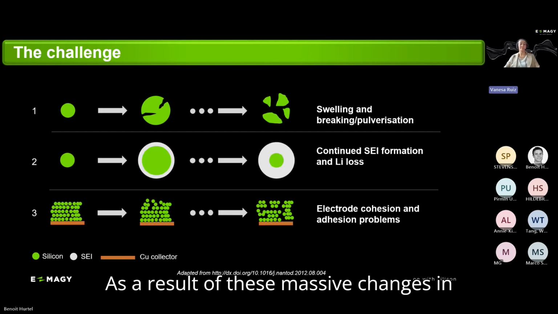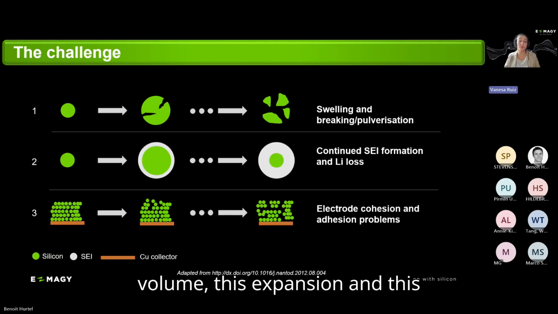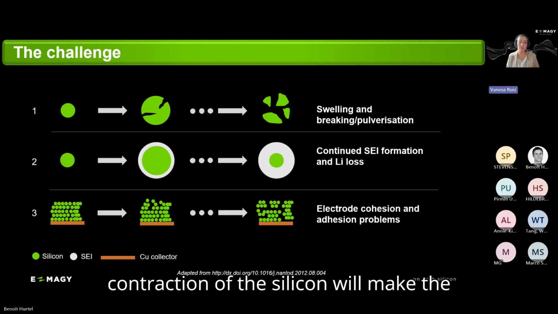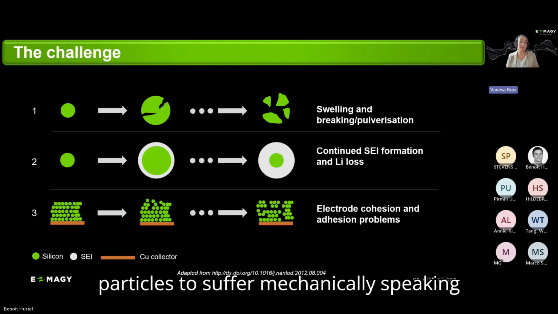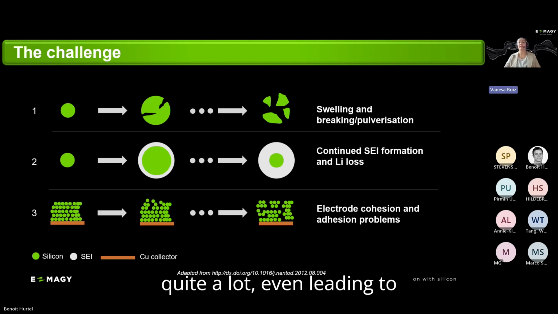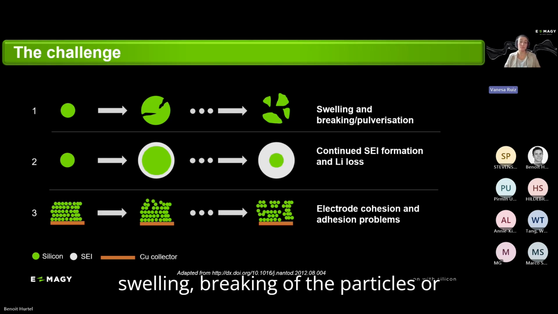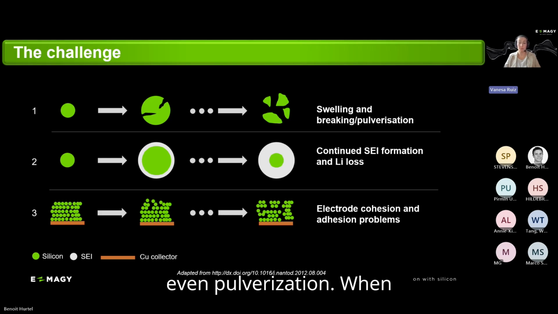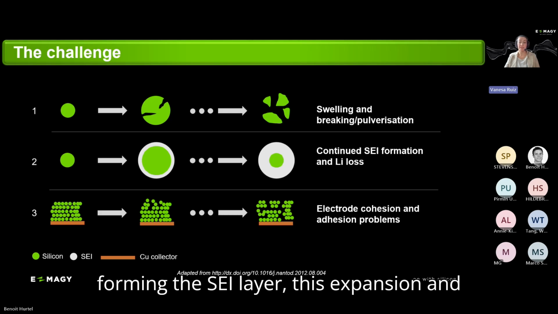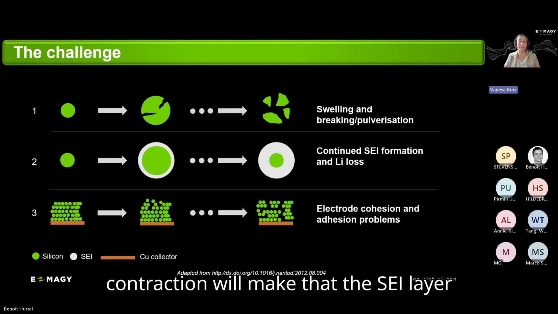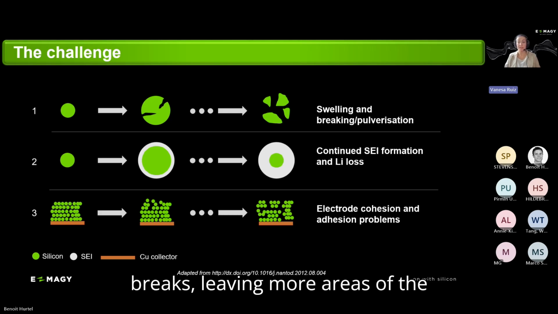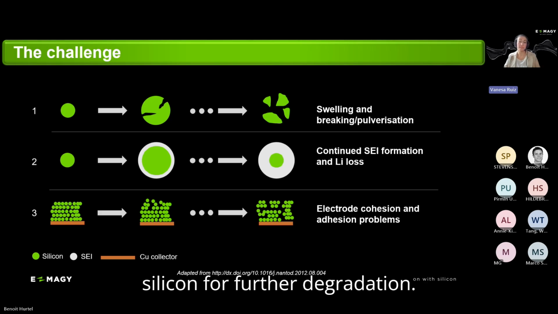As a result of these massive changes in volume, this expansion and contraction of the silicon will make the particles suffer, mechanically speaking, quite a lot, even leading to swelling, breaking of the particles, or even pulverization. When forming the SEI layer, this expansion and contraction will make the SEI layer break, leaving more areas of the silicon for further degradation.